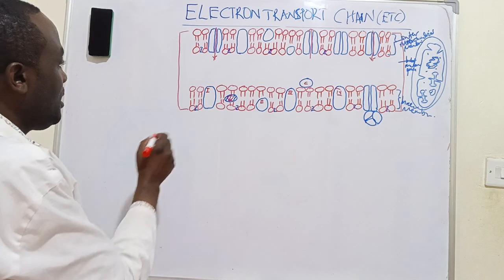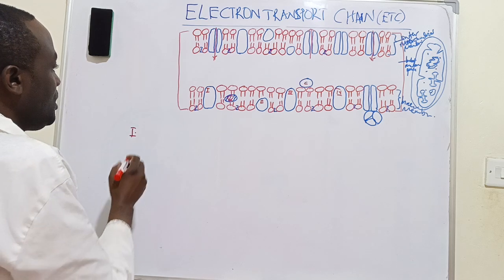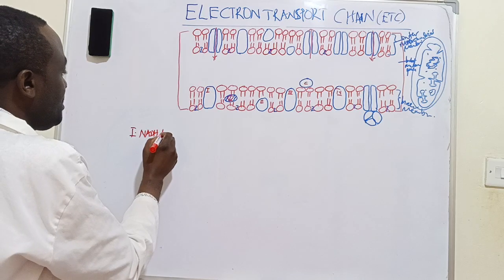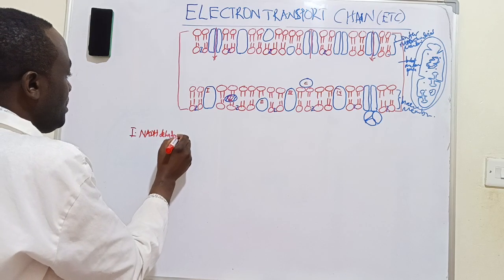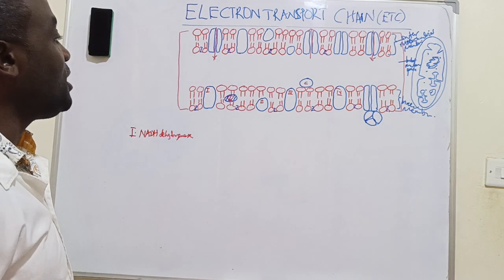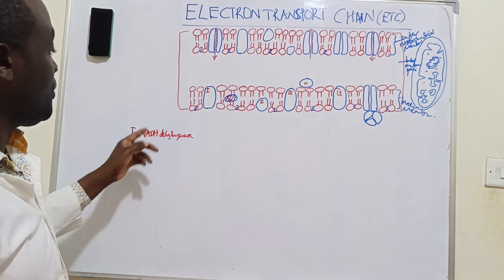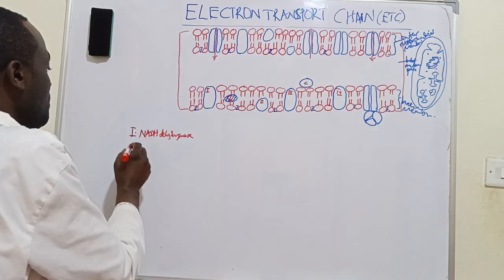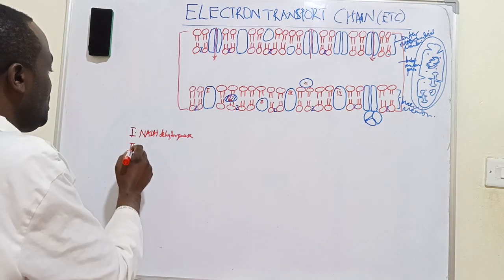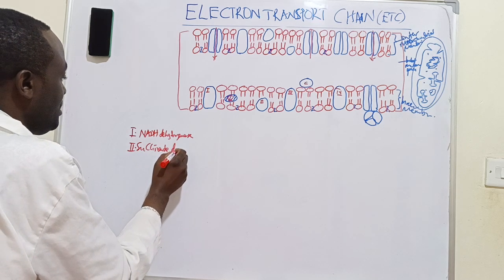Now, what happens is that complex 1 is reduced NAD dehydrogenase. Dehydrogenase meaning it is good at stealing protons or hydrogen atoms, hydrogen ions from reduced NAD. Complex 2, if you can see it here, is called succinate dehydrogenase.